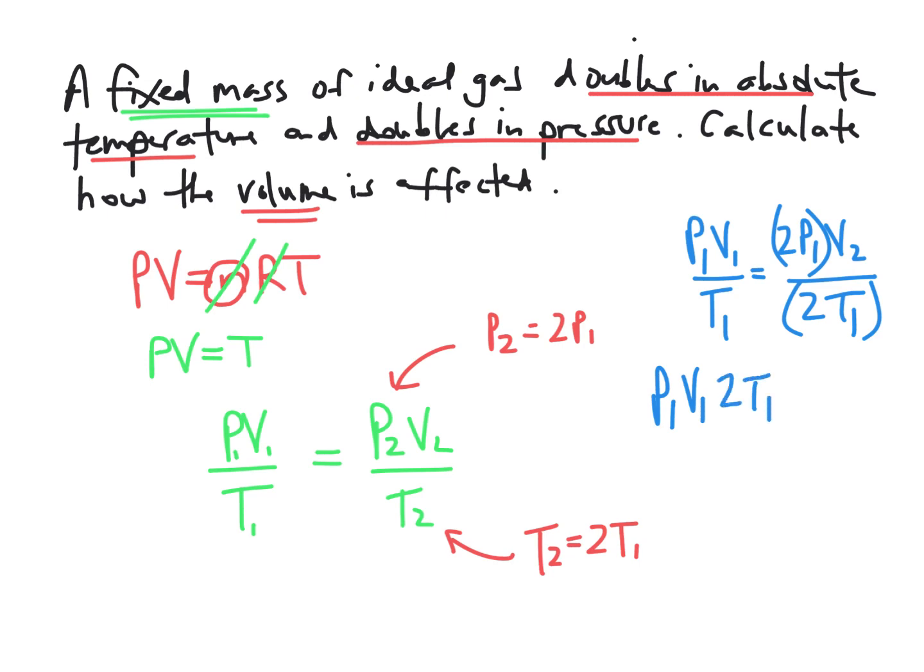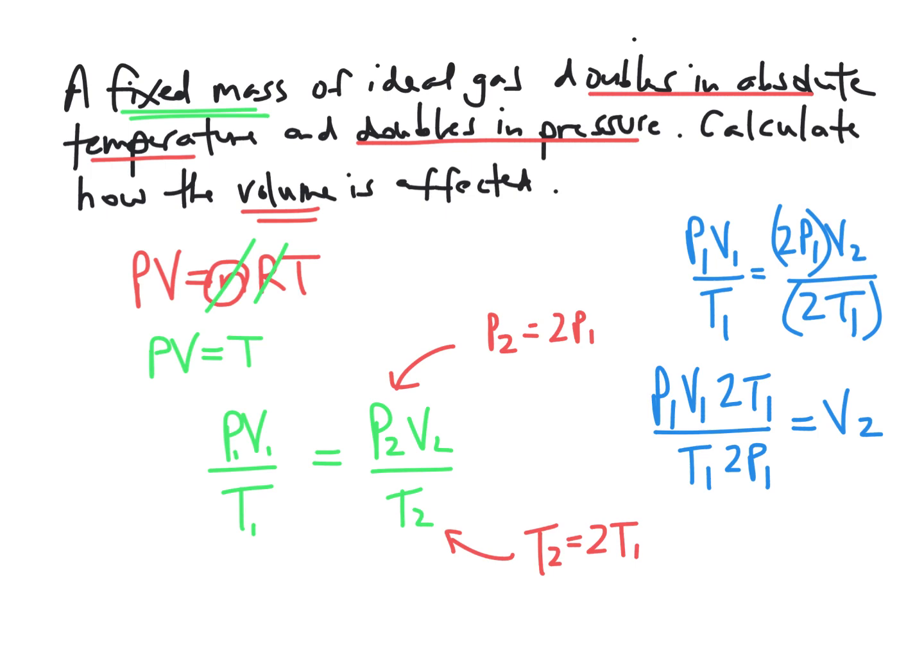2T1 will drop out of the right. And then we're going to divide both sides by 2P1. So we're going to have T1 2P1 over here, and all that's left on the right is V2. We've done it. We've isolated our new volume. So we're going to now work out proportionally how the volume is affected.